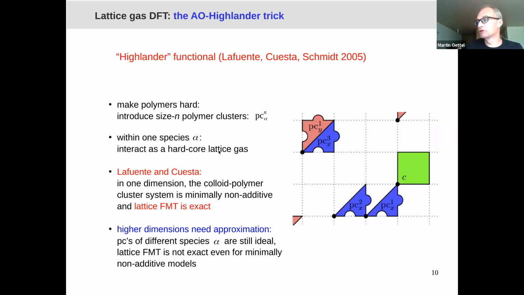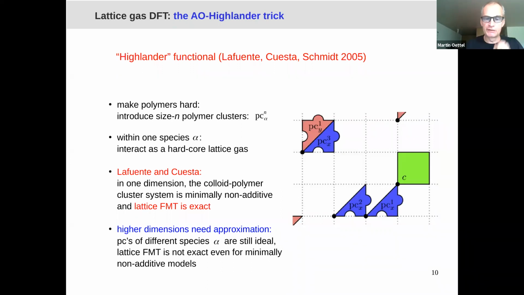And then you try to construct the excess free energy through methods of this lattice fundamental measure theory. And Lafuente and Cuesta could show that in one dimension, the colloid polymer cluster system is actually minimally non-additive. So there's a non-additivity only of one lattice site. And in that case, lattice fundamental measure theory is exact. And the proof is, as I understand it, very similar to what Jim has sketched in the hard rod case. It's just here the colloid case. You construct the explicit mapping between external potential and density, you invert it, and you find the functional.